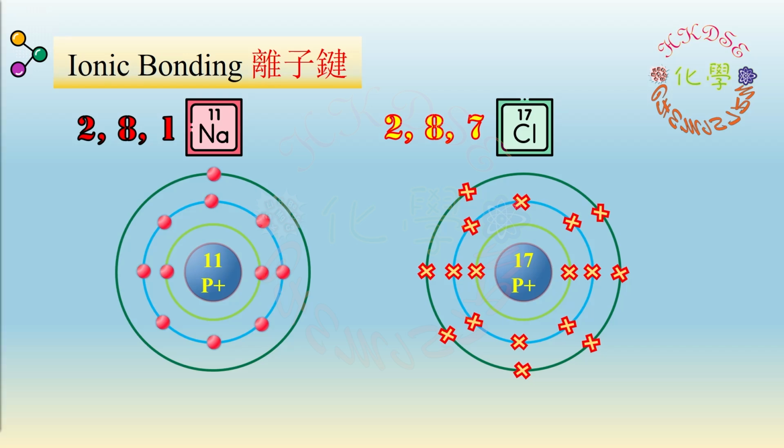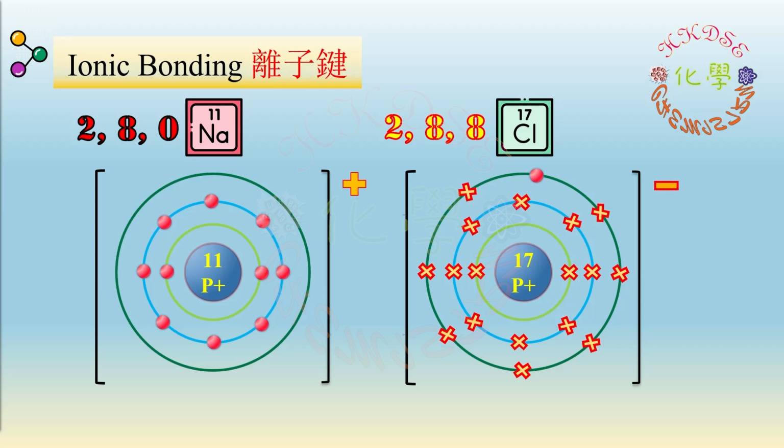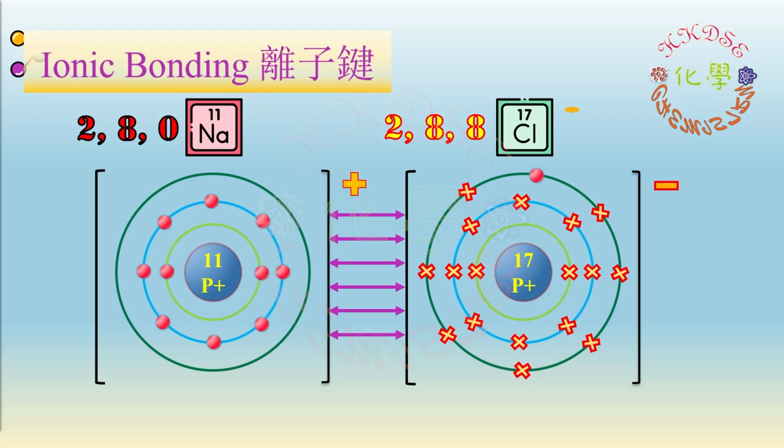If you remember, ionic bonding involves a metal like sodium transferring one or more electrons to a non-metal atom like chlorine to form two oppositely charged ions. And these two ions will then be attracted to each other by electrostatic forces, forming an ionic bond.